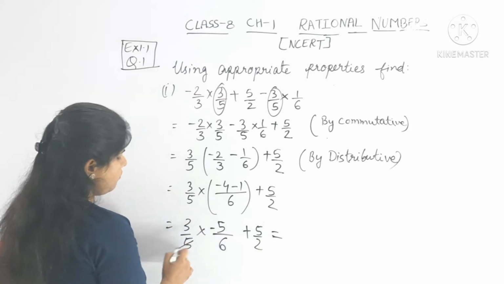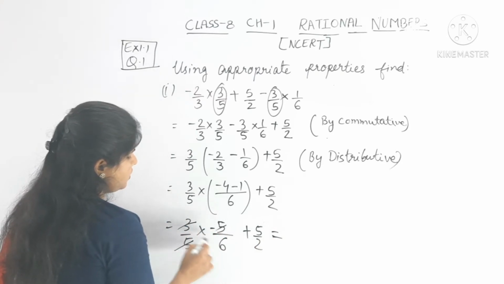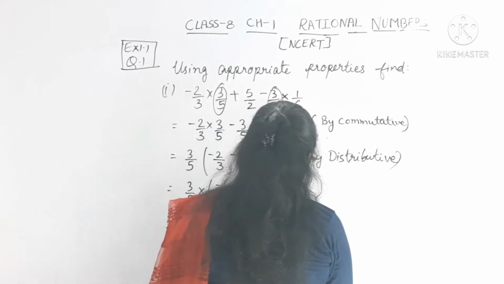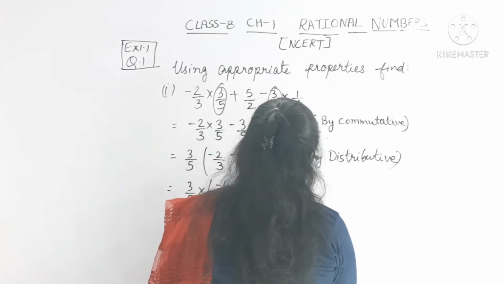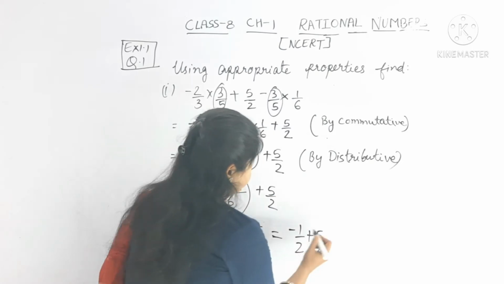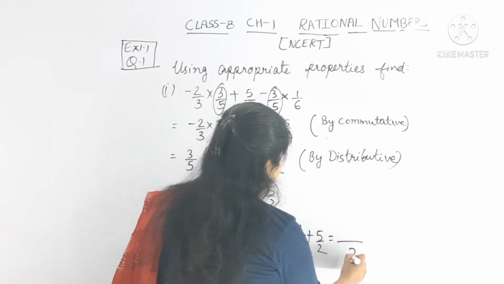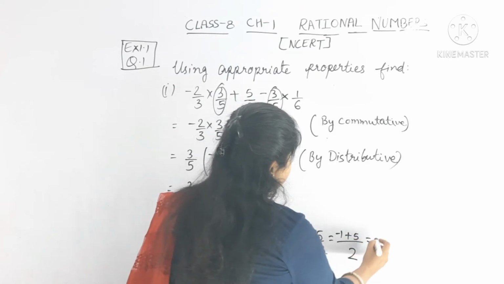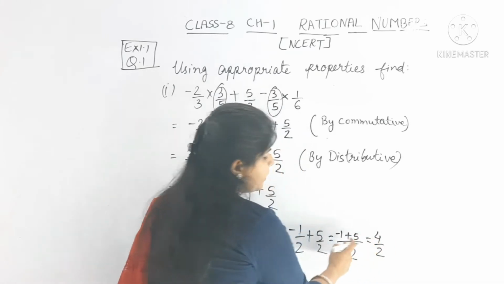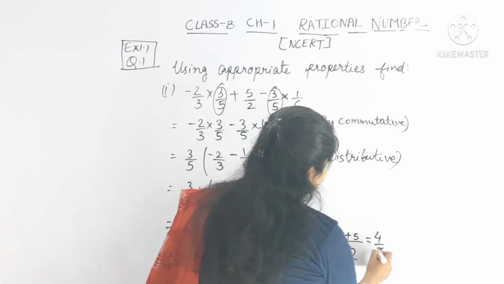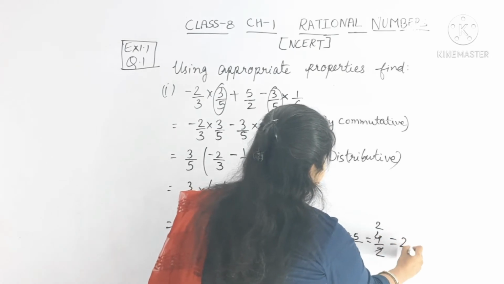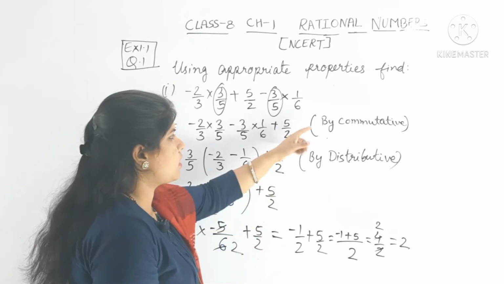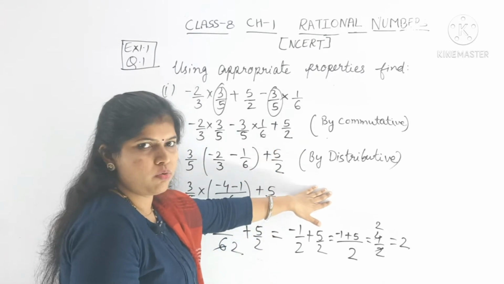So here 5 and 5 are cancelled. 3 1s are 3, 2 3s are 6. So I am getting here minus 1 by 2 plus 5 by 2. You can see here, I am taking LCM 2, minus 1 plus 5, that is 4 by 2. 5 minus 1 is 4, 4 by 2, 2 2s are 4. So the answer I am getting is 2. It is so simple, so easy by the properties.